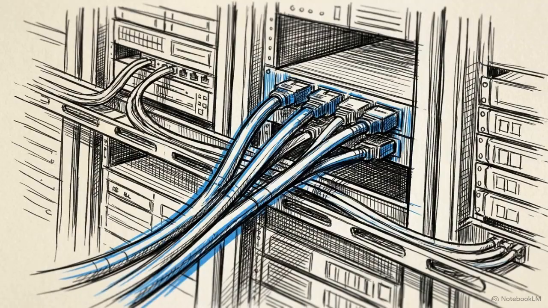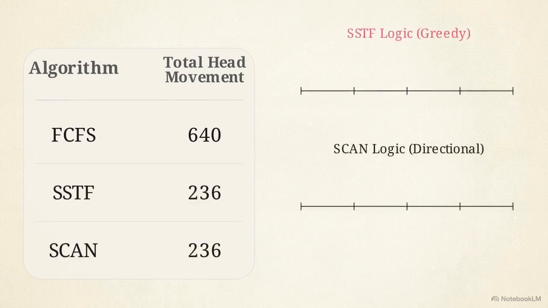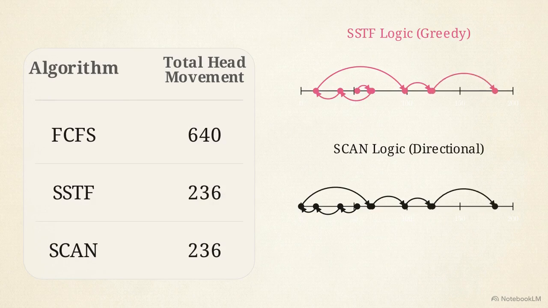To evaluate how good a 236-cylinder result actually is, we have to compare SCAN against alternative optimization strategies. This table compares our results against a competing model called Shortest Seek Time First, or SSTF. SSTF ignores direction, simply targeting whichever request is closest. The data reveals an anomaly. Both SSTF and SCAN achieved the exact same total head movement of 236 cylinders.